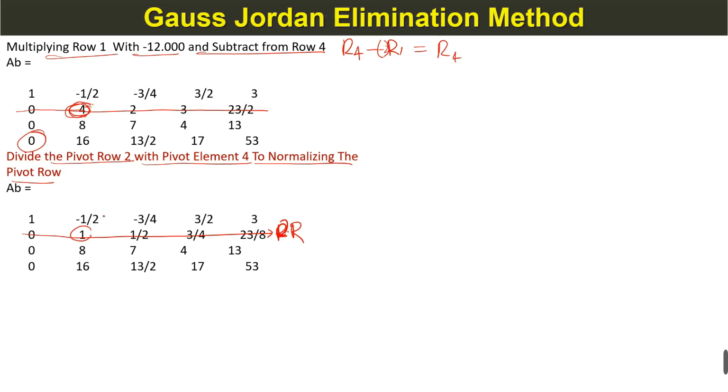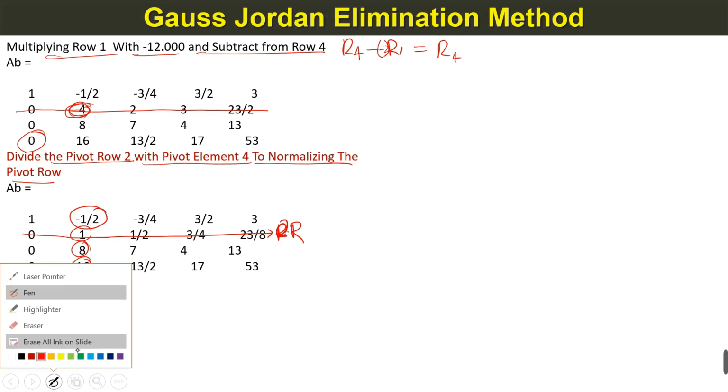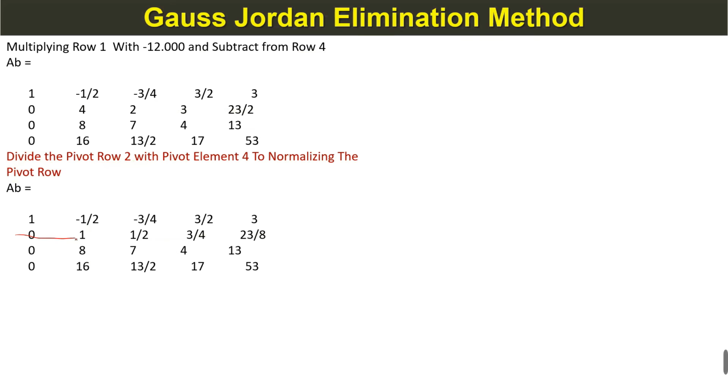Now we will eliminate all these terms. First we multiply the pivot row, the second row, with minus 1 by 2 or 0.5, and we subtract from r1. This will be equal to new r1. So we multiply r2 with this one, 0.5, and subtract from r1.